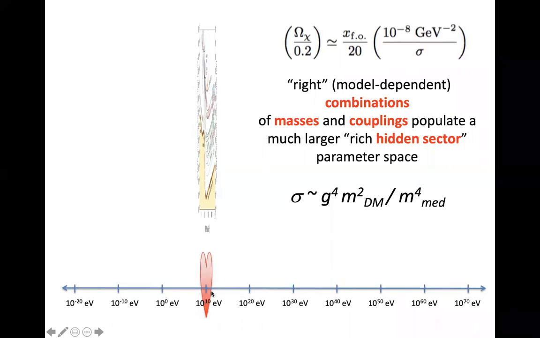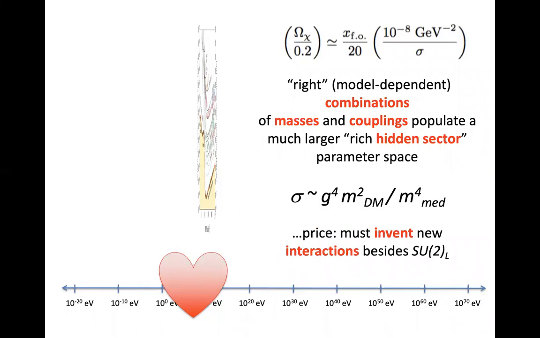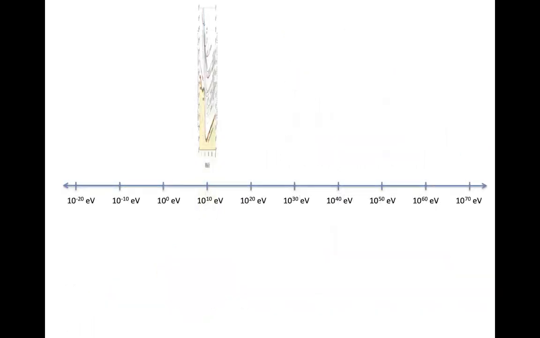Now, the same sort of WIMP miracle that tells you that you get the right relic density pretty much for any mass, or logarithmic mass, as long as your cross-section is in units of inverse GeV squared of the order of 10 to the negative 8, allows you to, as my colleagues at UC Irvine call it, consider a WIMP-less miracle that includes a slightly bigger range of masses. But of course, there's a price to this, and the price is you have to invent new interactions between the dark matter and the standard model besides SU(2)_L.